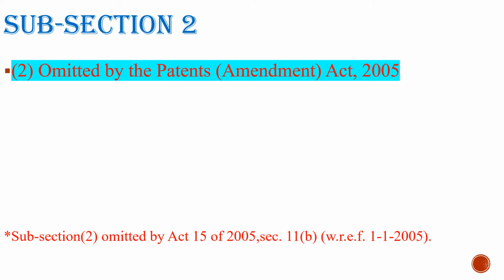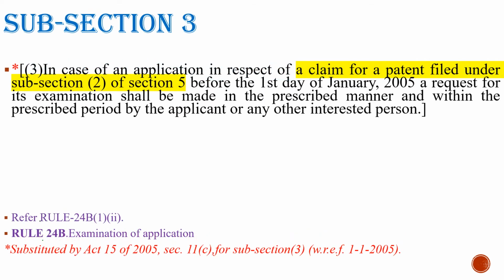Subsection 2 is omitted by the Patents Amendment Act 2005, or we can say it is omitted by Act 15 of 2005, Section 11B, that means Section 11, subsection B, with effect from 1st January 2005. Next is subsection 3, and the whole subsection is substituted by Act 15 of 2005, Section 11C for subsection 3 with effect from 1st January 2005. Okay, so let us see what it says.